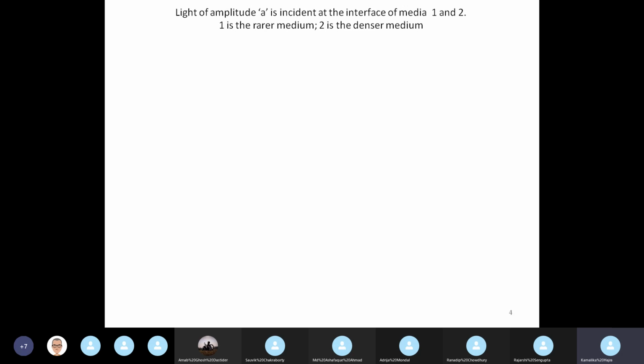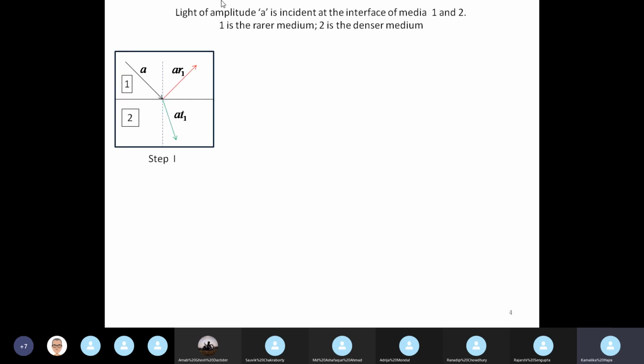Okay, and also let us suppose that 1 is the rarer medium and 2 is the denser medium. So 1 is the rarer medium, 2 is the denser medium. So we will now go through the steps of a certain exercise to arrive at Stokes' law.